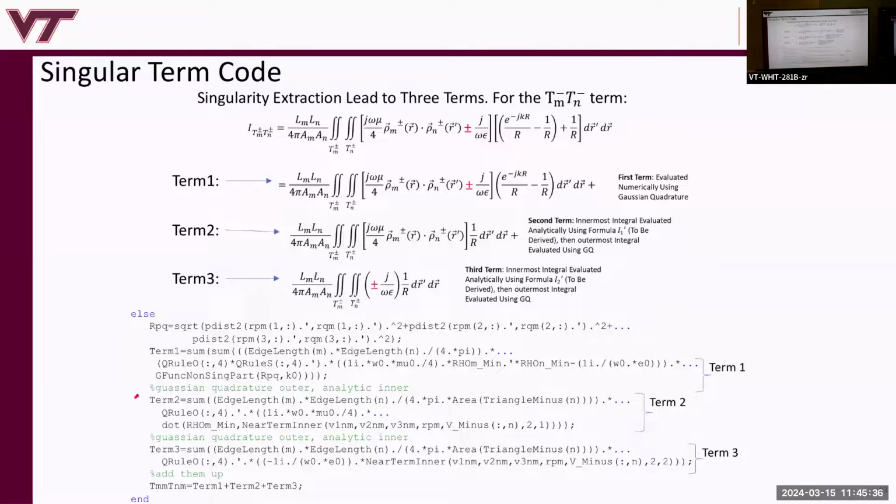Then here we do term 2, and we have a function here, near term inner, which implements I1 prime and I2 prime for this integral. And the rest of it is the dot product of rho m minus with this analytic integration I2 prime. And then the rest is integration. We'll go over that next time. And then here we have near term inner for I2 prime, and we just have this coefficient out front, and then we do one summation for the outer integral. But here we have two summations because it's outer and inner integral numerically.